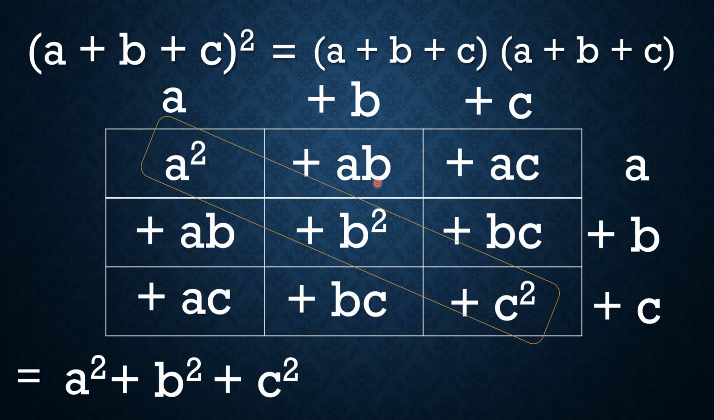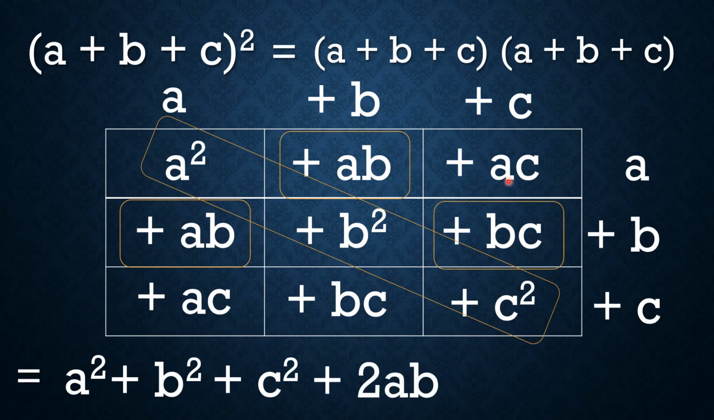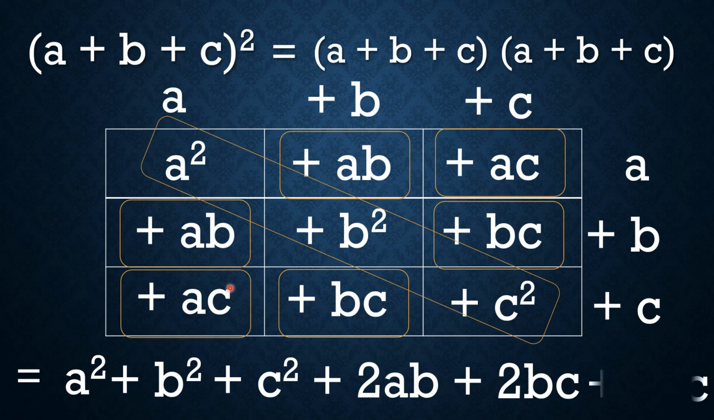Okay? And notice that here, meron tayong positive AB. Meron din tayong positive AB rito. So like terms ito, so we can combine them together. And that gives us 2AB. Next is we have positive BC. Positive BC, so BC plus BC, we have 2BC. Then last, positive AC plus positive AC is equal to positive 2AC.